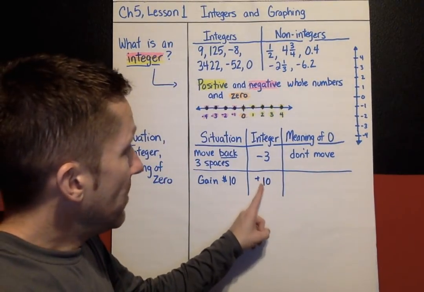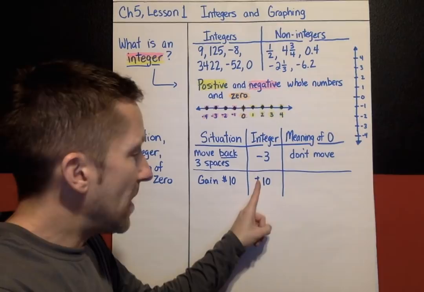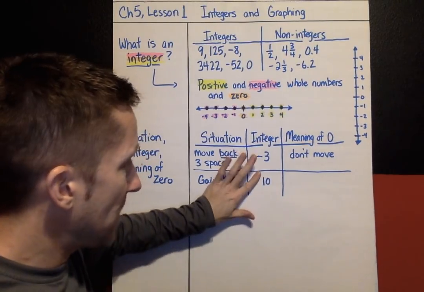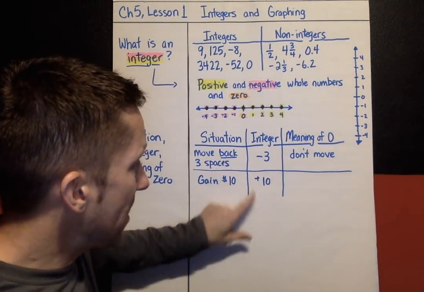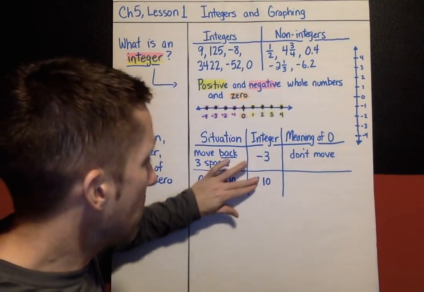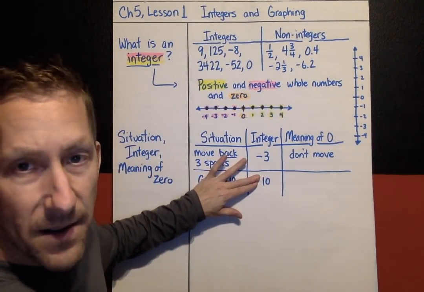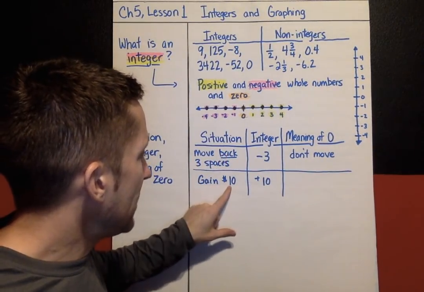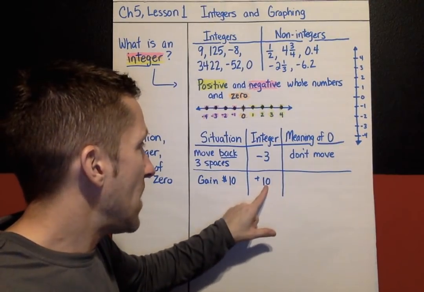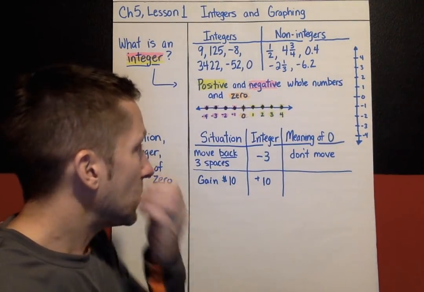Now, for positives, you can write the positive symbol, or I could just have written a 10. With no symbol, it's a positive. So I could write positive 10 just like that, or I could just write 10. If you don't see anything there, it's a positive number. So if you gain $10, you are positive 10.